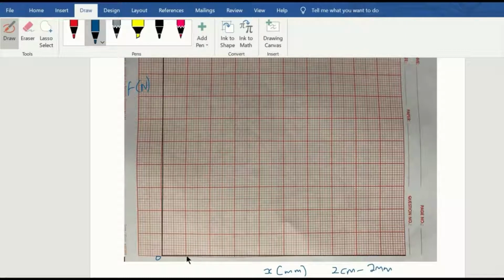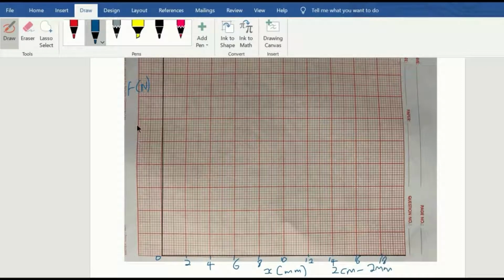So here is 2, this is 4, this is 6, 8, here's 10, 12, 14, and here's 16, 18, and now we have 20 there.